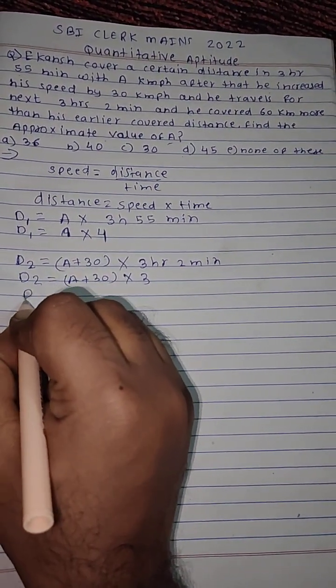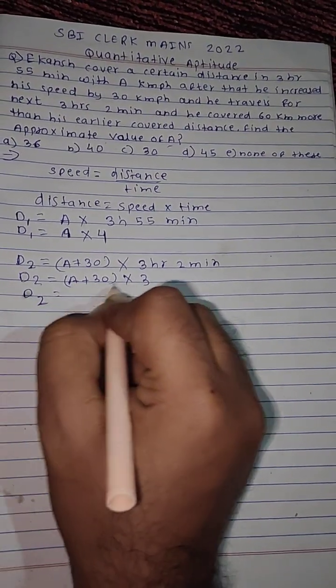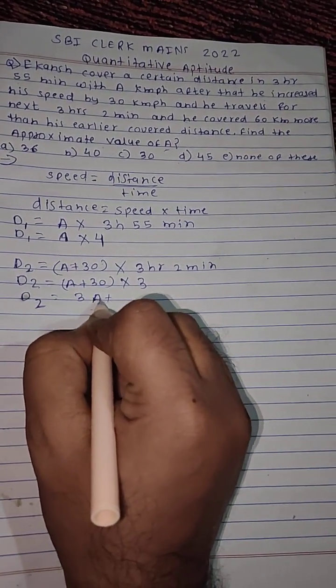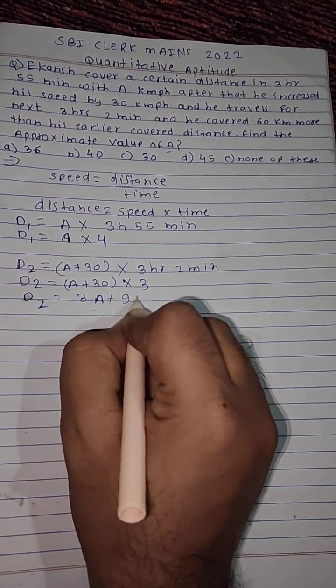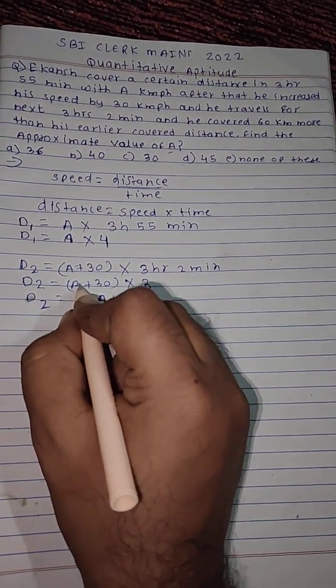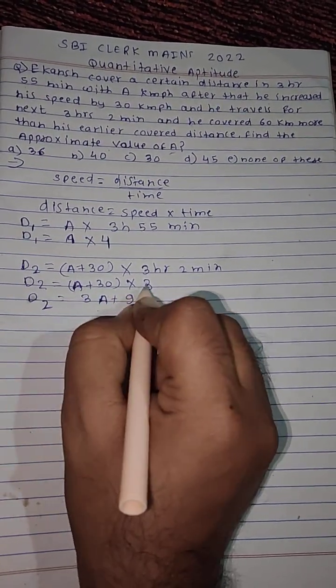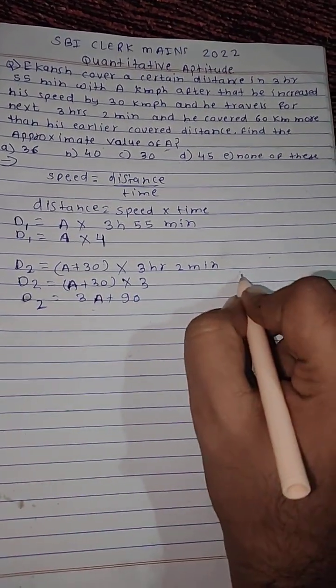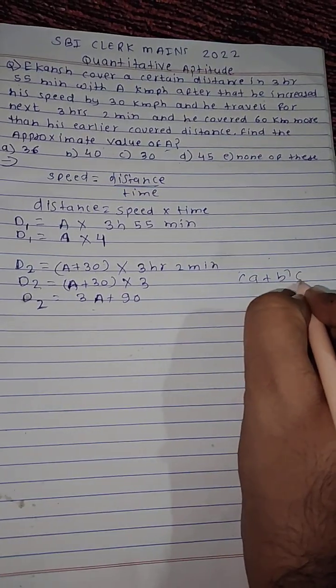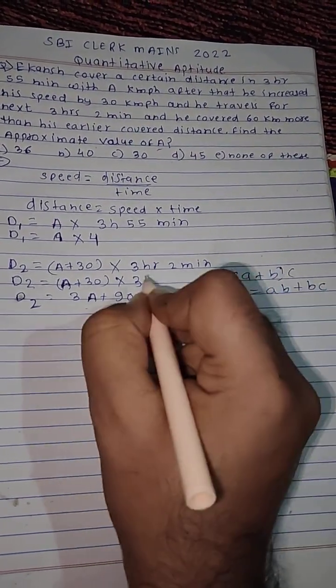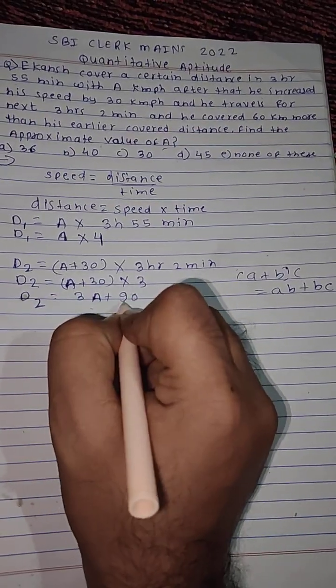So D2 will be 3 into A plus 30, which is 3A plus 90. Since we are multiplying 3 into both terms, 3 into A is 3A and 30 into 3 is 90. It is the same as A plus B into C being AC plus BC.